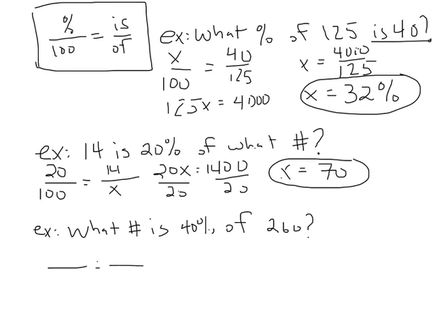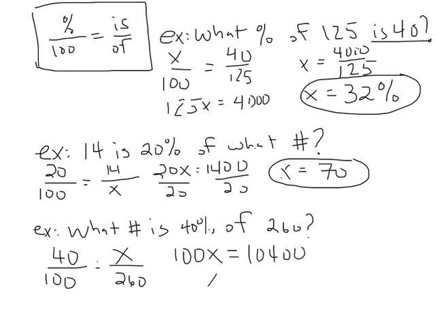And in the last example here, percent over 100. Unknown is. Of is 260. We cross multiply. 40 times 260 is 10,400. And when we divide by 100, we get 104. Once again, not a percentage.